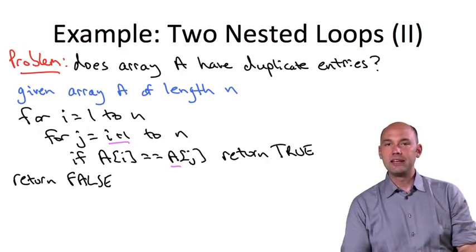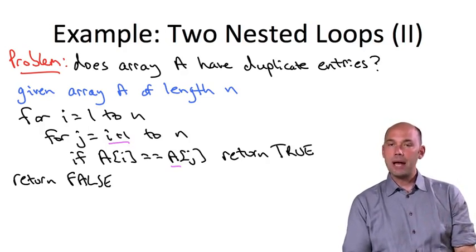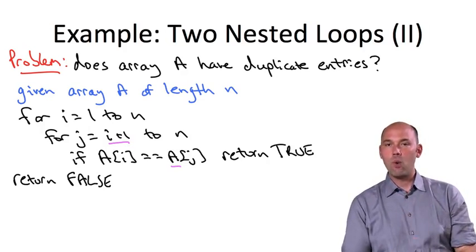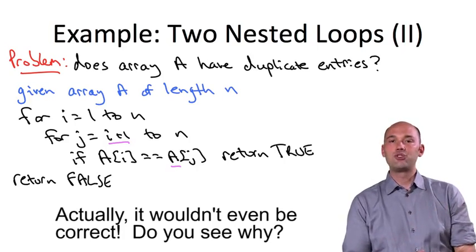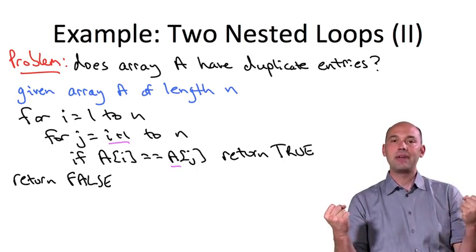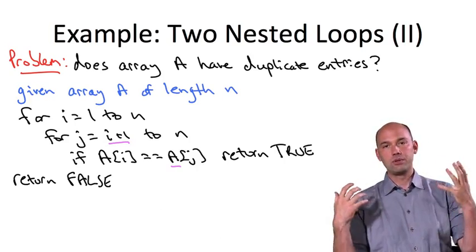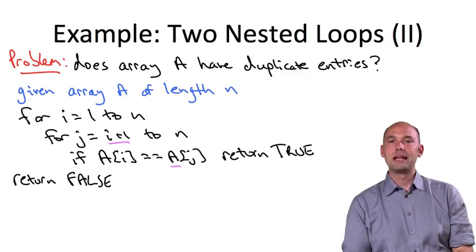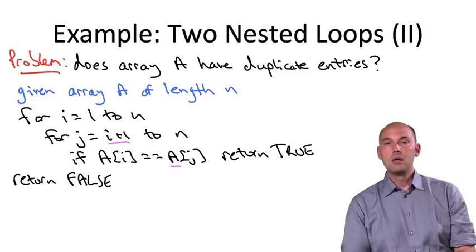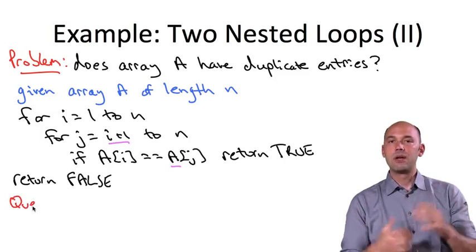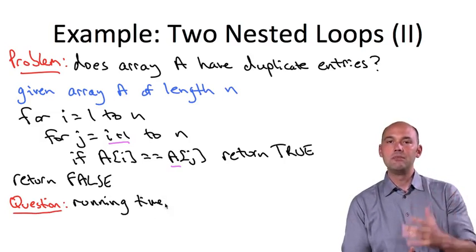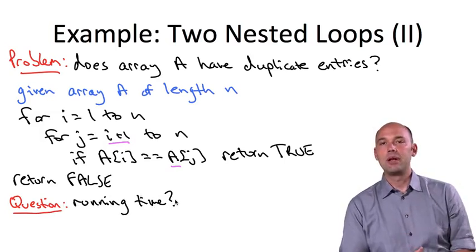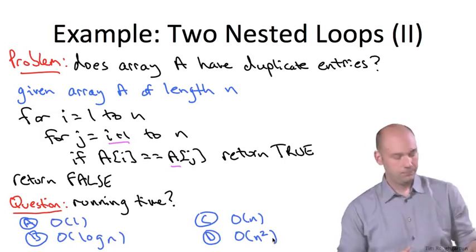I could have had it start at the index 1, that would still be correct, but it would be wasteful, and you should think about why. If we started the inner for loop's index at 1, then this code would actually compare each distinct pair of elements of A to each other twice, which of course is silly. You only need to compare two different elements of A to each other once to know whether they're equal or not. So this is the piece of code. The question is the same as it always is. What, in terms of big O notation and the input length n, is the running time of this piece of code?